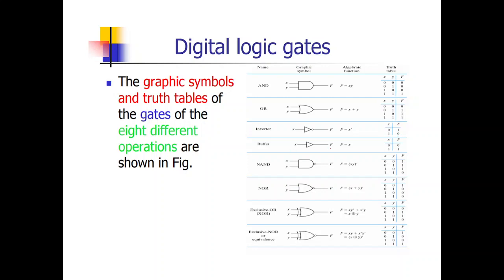And this is the buffer symbol. The buffer is considered a temporary storage. Whatever input is given, we get it as the output. So for 0 the output is 0, for 1 the output is 1. So it is considered a temporary storage.